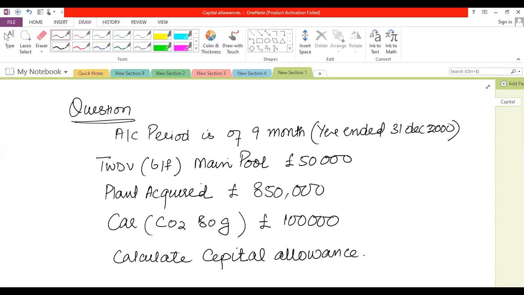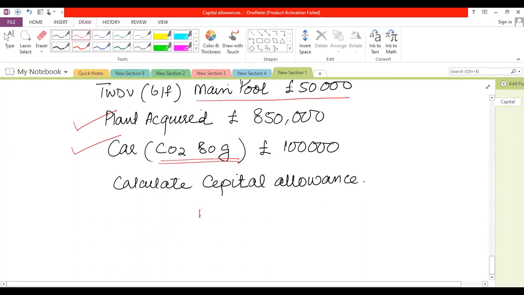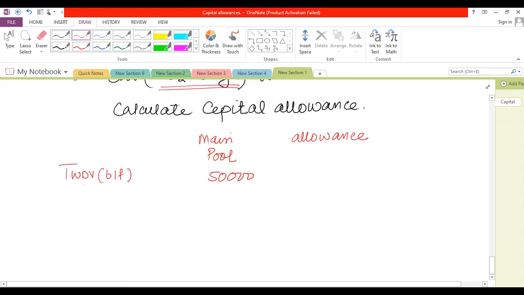Now another question. Now in this example, the accounting period is of 9 months. Year ended 31st December 2000. So it's a short accounting period. The TWDV brought forward for the main pool is given as 50,000. We have purchased a plant at a cost of 8,50,000 and a car having CO2 of 80 gram, that is a main pool item. Calculate capital allowances. Let's prepare the format. So we have main pool and the allowance section. And we have TWDV brought forward in the main pool 50,000. Now there is an addition and plant costing 8,50,000.